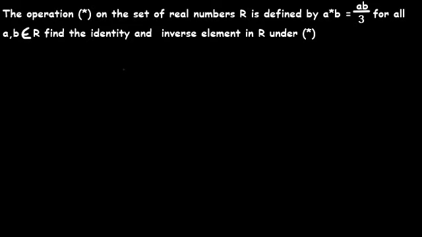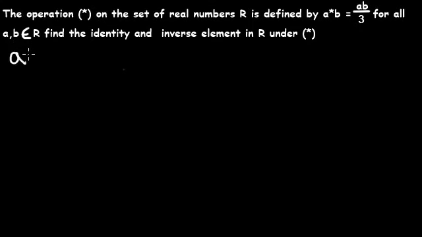The operation asterisk on the set of real numbers R is defined by A asterisk B equals AB over 3 for all A, B that are elements of the real numbers R. Find the identity and inverse element in R under the operation asterisk.